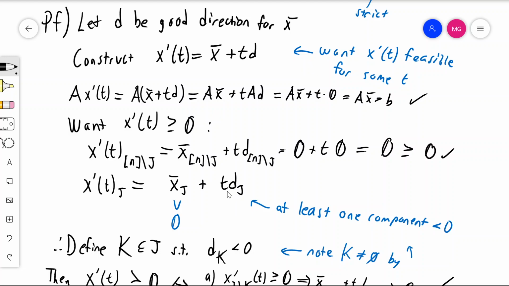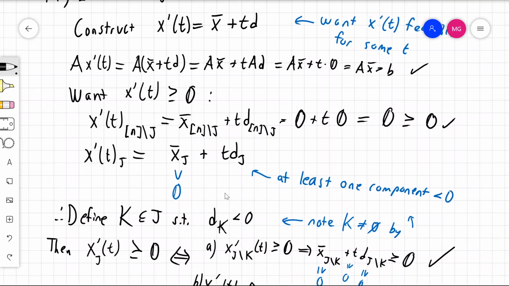So t is the amount that we're scaling that good direction d by. So in the picture above, when I had a d pointing in a particular direction, I said we might have to scale it by some amount. Well, t is the amount that we're going to scale it by. So what should t be?